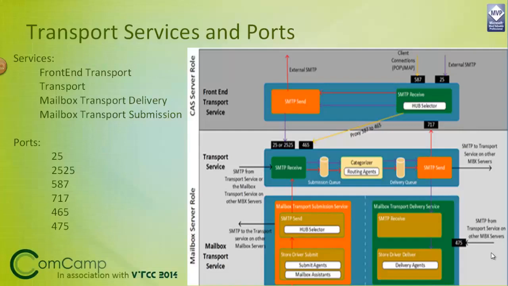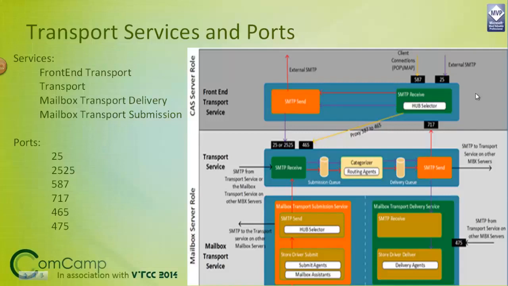Front-end transport service receives emails from the internet on ports 25 and 587, and from the mailbox server on port 717. You can see here on the right side at the top of the front-end transport service, it's 717 down there, the message is coming from the mailbox server, and on the top you can see it's ports 25 and 587. Sorry if the numbers are not very clear.